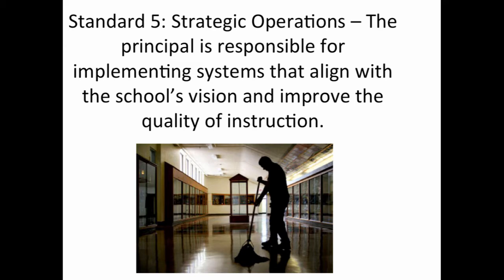And Standard 5 is strategic operations, and the principal is responsible for implementing systems that align with the school's vision and improve the quality of instruction. And really and truly within that campus, the principal needs to think about what makes the biggest difference in the engagement and achievement of students. And so you look at everything from custodial staff in the cafeteria to how the discipline plans work to how you ensure that classrooms have good management that takes place within them. There's a number of things that have to take place, and it all falls underneath the idea of strategic operations. How do you make sure that those big areas are as efficient and effective as it possibly can be?